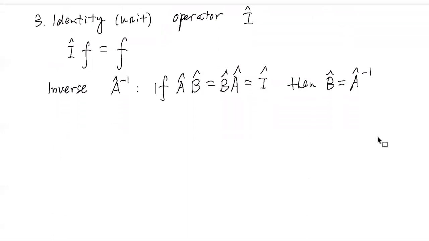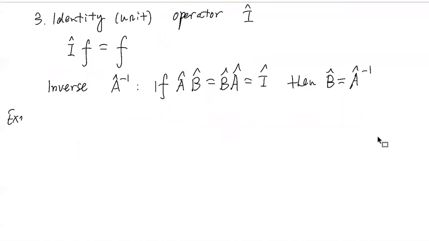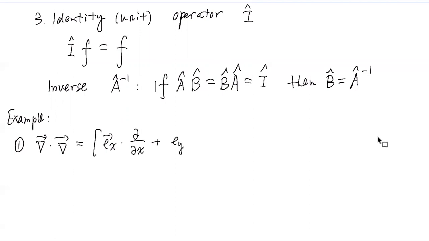Okay, let's see several examples. Let's see the first example. Let's do gradient operator times gradient operator. What do you get? Well, you get Ex times partial x plus Ey times partial y plus Ez times partial z, and you multiply this term again.